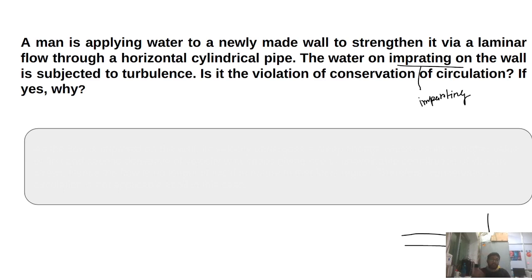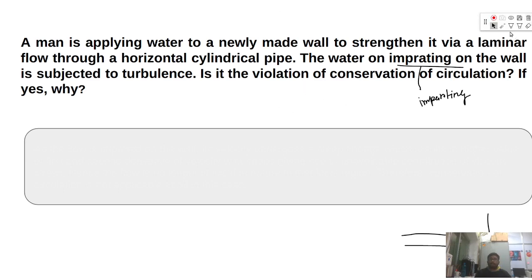If it is yes, why? If it is no, why? So can you tell me, Sumit? This is not a violation of conservation of circulation because the theorem is based on an assumption that there is no viscosity, that the fluid is inviscid in nature. But then what happens is when the water is there on the wall, it suddenly comes to a stop, and because of that the velocity gradient is very, very high at the surface of the wall.